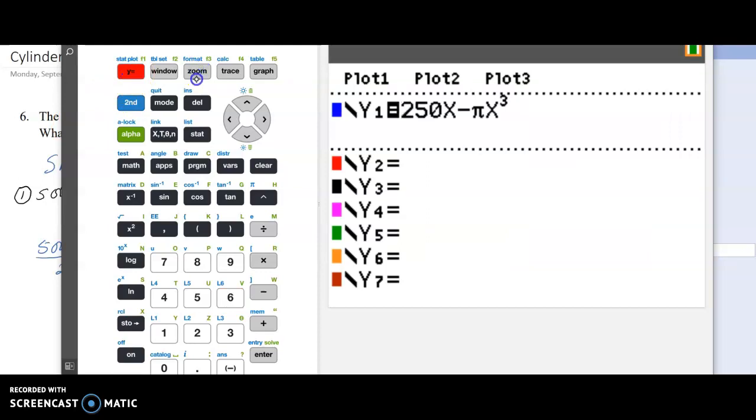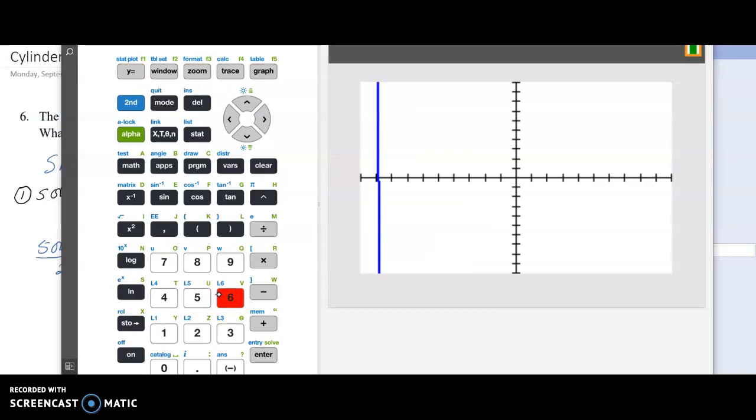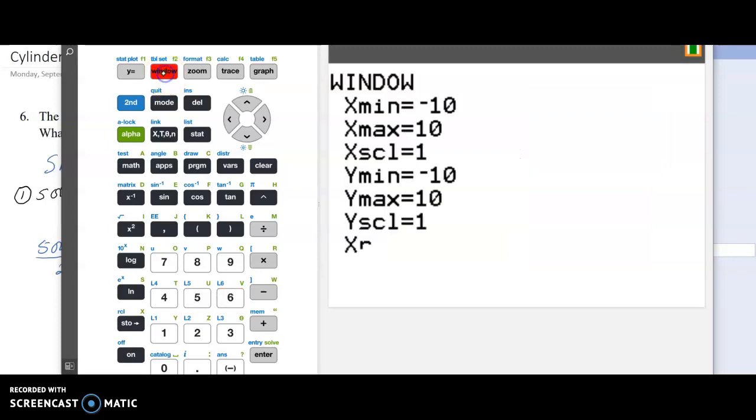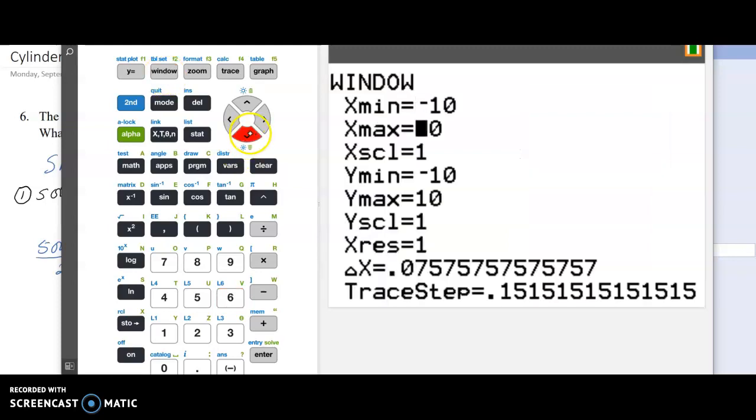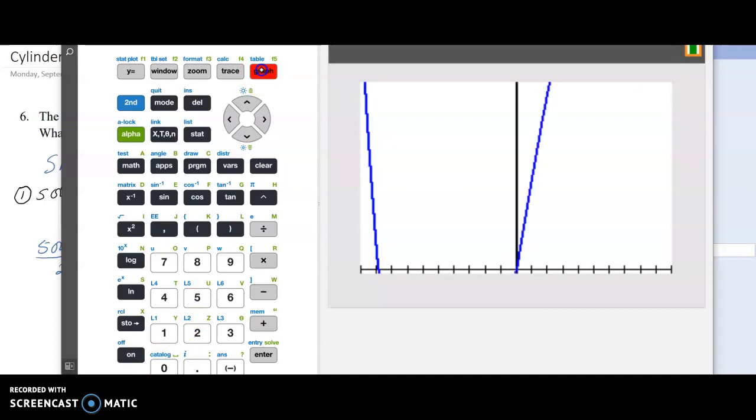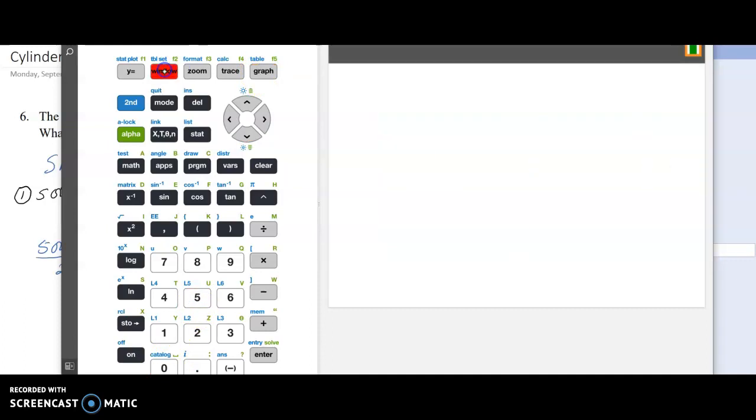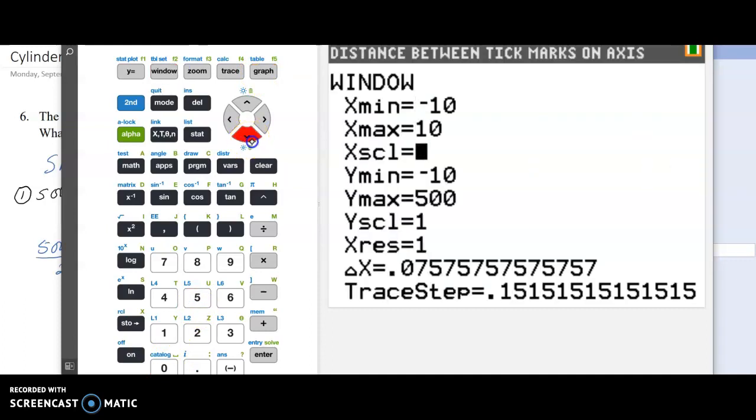I like to start at zoom 6, so I'm going to go zoom 6. And I see a portion. We're trying to find the maximum, so I probably need to go a little higher, so I'll press window. How high, I'm not really sure. Maybe you try 500. I'm not sure if that'll work. Nope, not high enough, so I'll go window and just double that, 1,000.